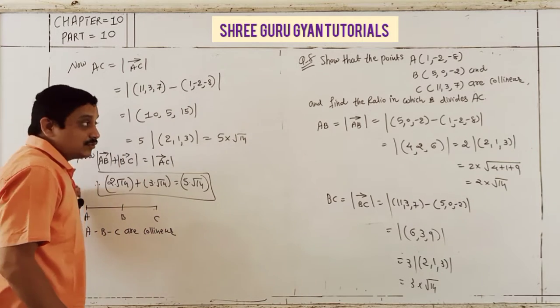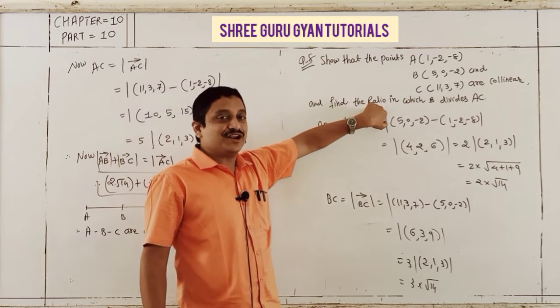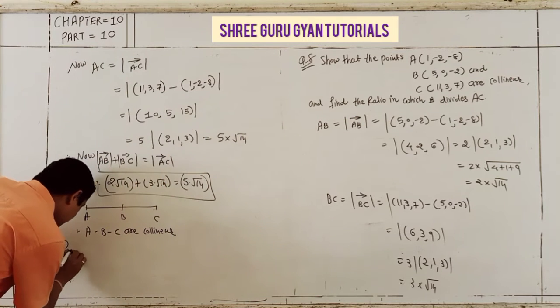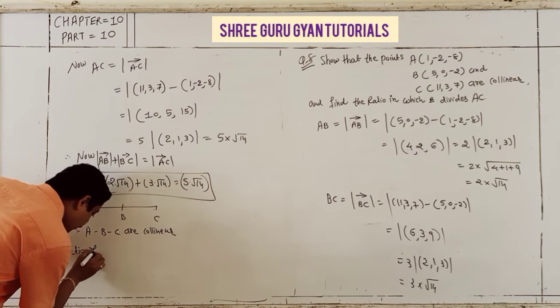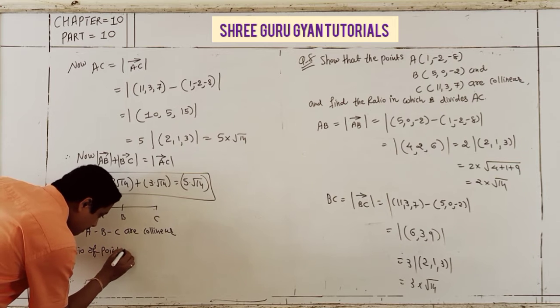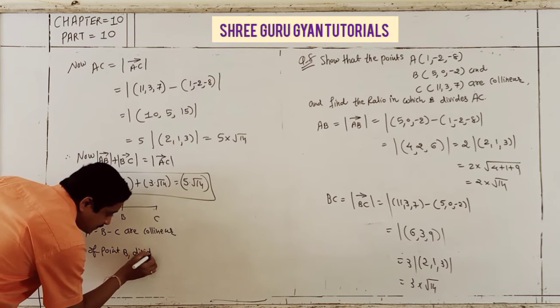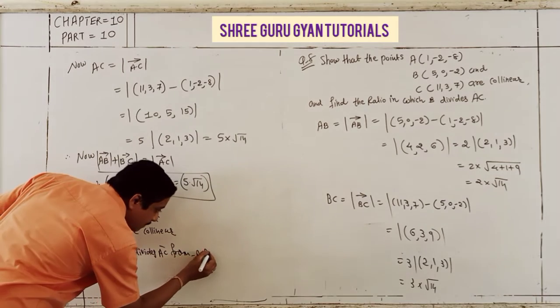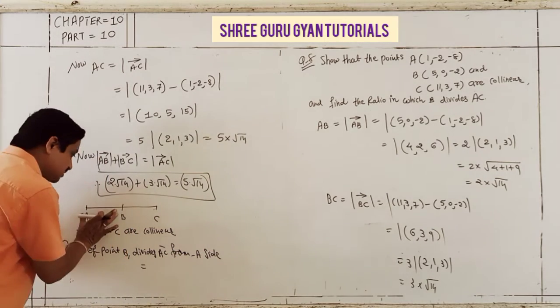Now secondly asking, find the ratio in which B divides AC. So very easy. Therefore the ratio in which point B divides AC from the A side means this ratio, students, AB by BC.